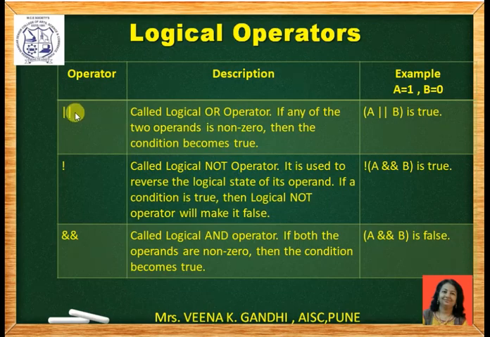Double pipe is known as the logical OR operator. If any of the operands is non-zero, then the condition becomes true. For example, if A equals 1 and B equals 0, then A logical OR B is always true. Next, logical AND. Double AND is known as logical AND. If both operands are non-zero, then the condition becomes true. For example, if A equals 1 and B equals 0, then with 1 and 0 it becomes false. If A equals 1 and B equals 1, then it becomes true.